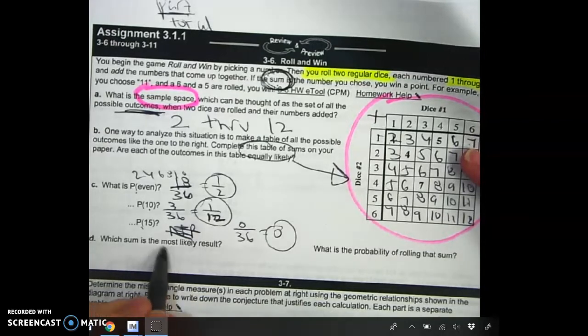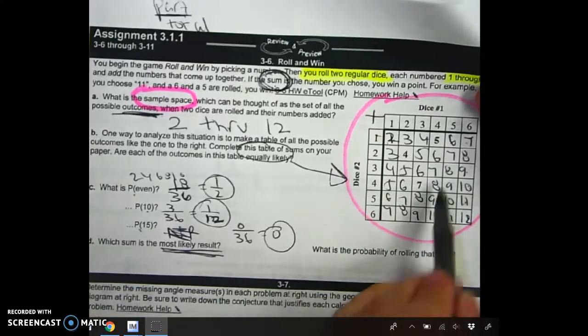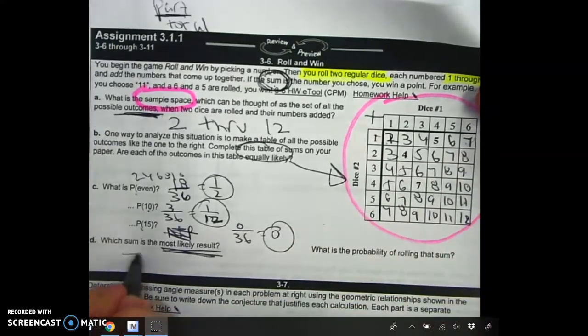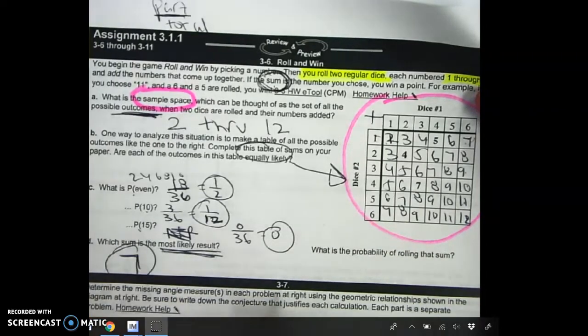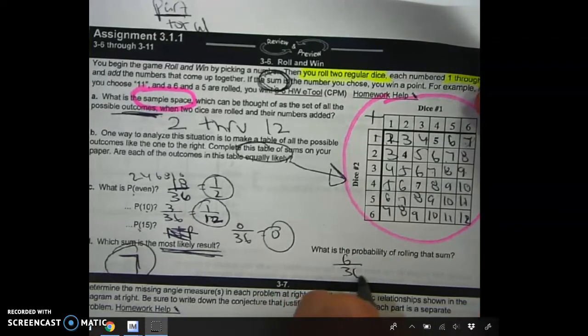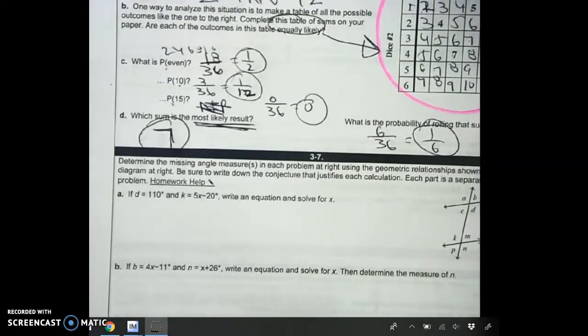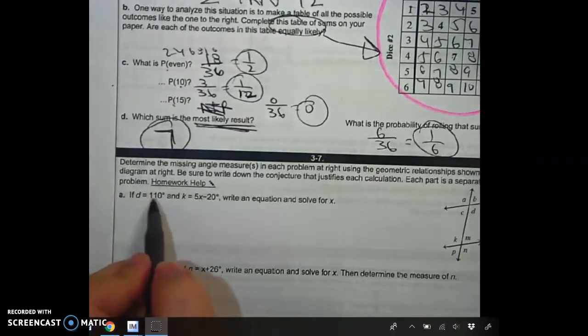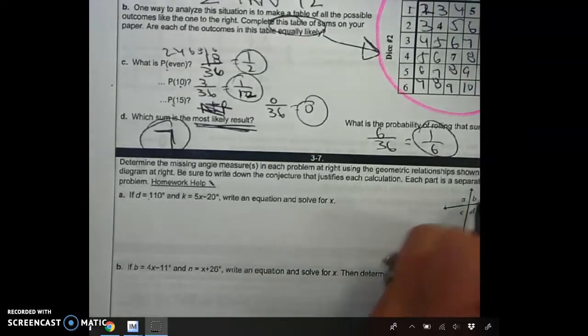Which sum is the most likely, which means which ones do I see the most? I see the 7s the most. Okay, and what's the probability of getting that? 1, 2, 3, 4, 5, 6 out of 36 is 1/6. Okay, all right. So now what they want us to do is D equals 110. So that's 110 degrees. Let me make that a little bit bigger.